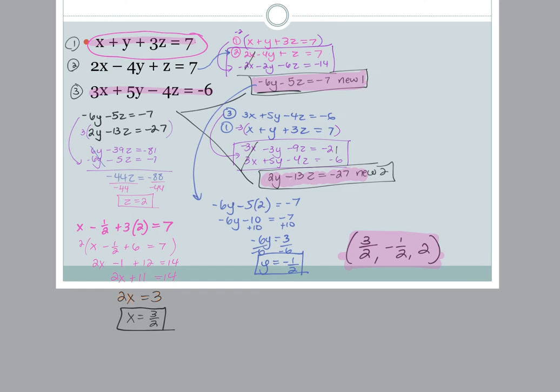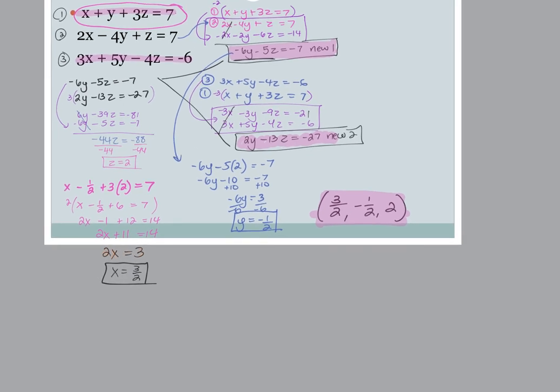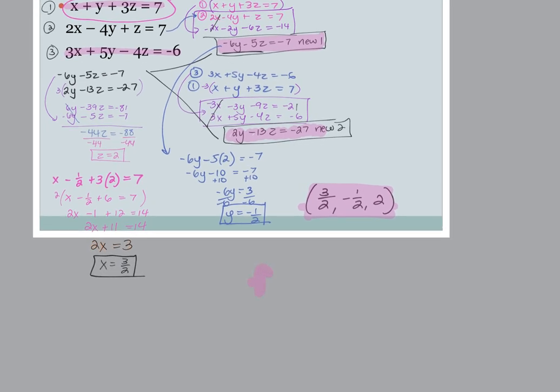You can see special cases with this just like everything else. If your variables cancel out and it's a false statement, it's still no solution. If your variables cancel out and it is 0 equals 0, then it's all real numbers. So the same special cases can happen with 3 variable equations as can happen with 2 variable.